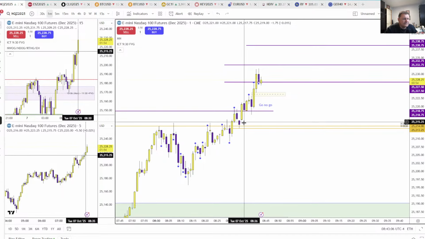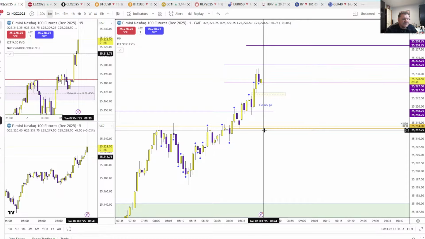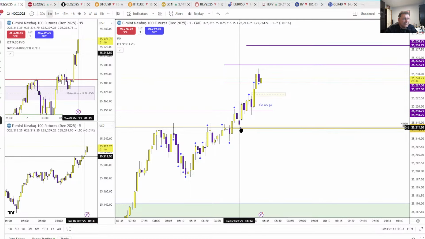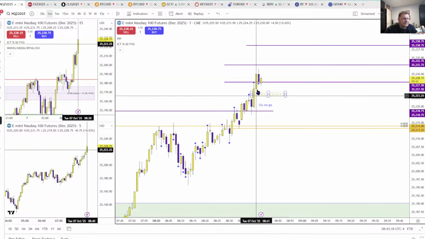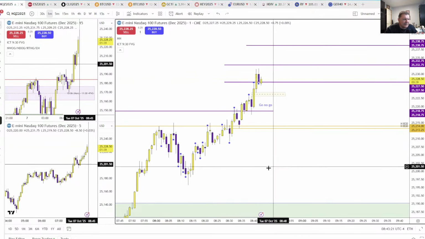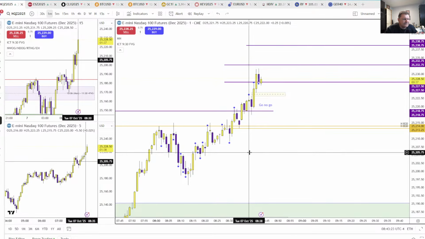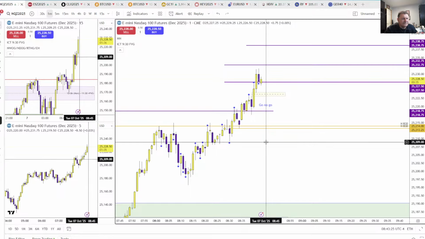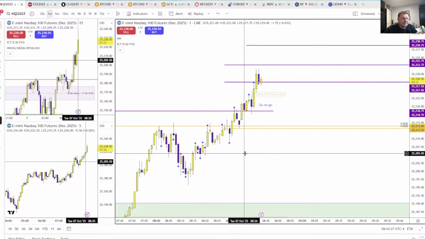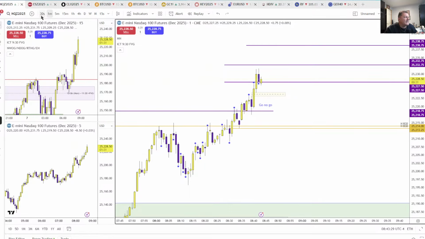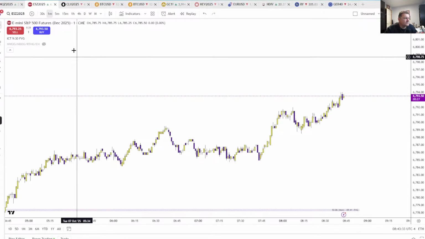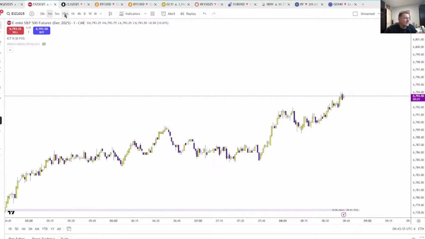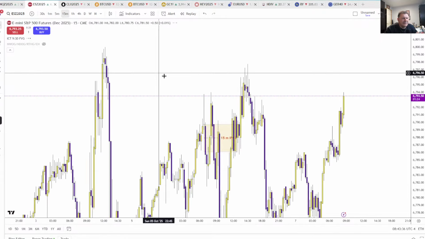Got to see this 830 get broken to the downside, used as support off this little breaker here, and then start coming lower. All right, let's have a look at ES here. Let's look at a 15-minute chart on ES.